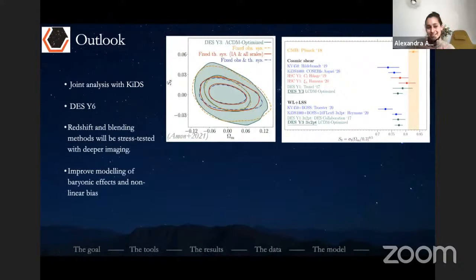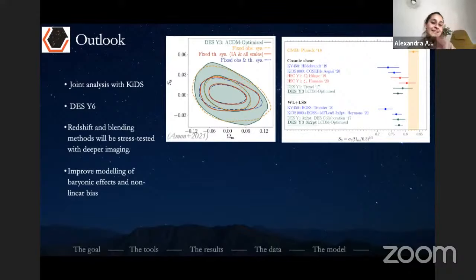Now, when we double the depth, you have to think about how that will work. Well, our redshift and our blending methods will be stress tested with this deeper imaging. I think that will be challenging, but really is just a step towards the Stage 4 surveys, where they're even deeper than the DES Year 6 data will reach.